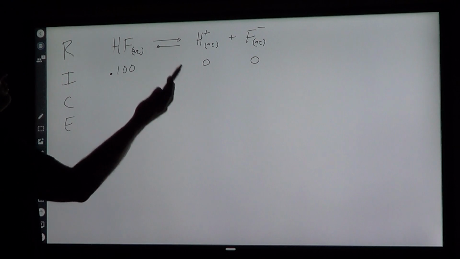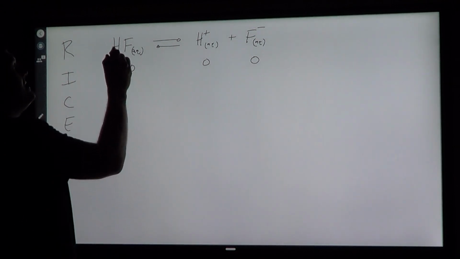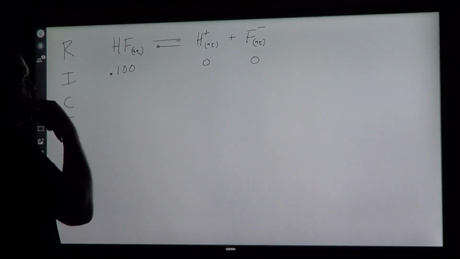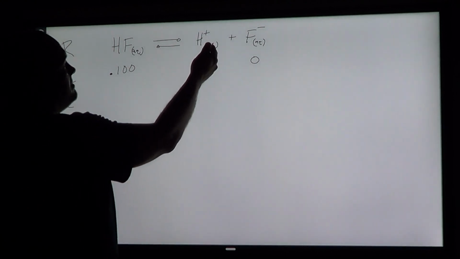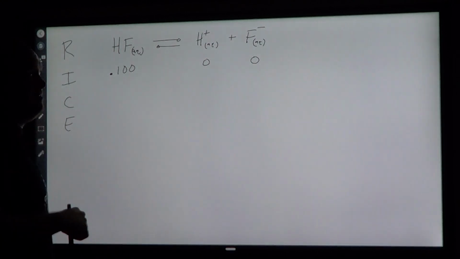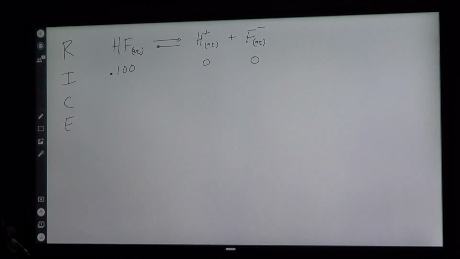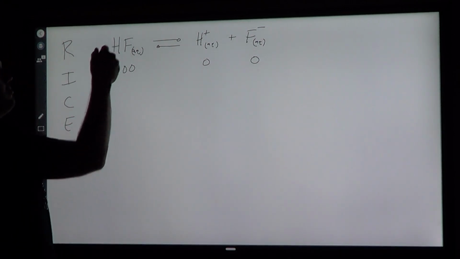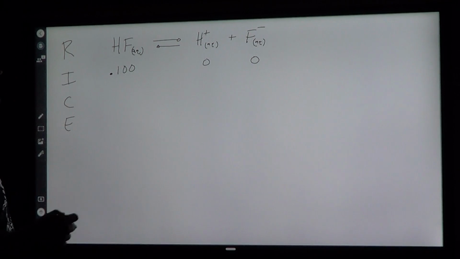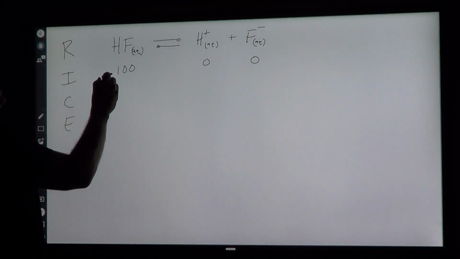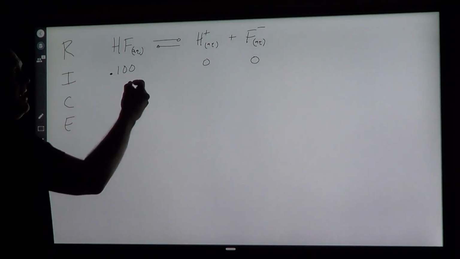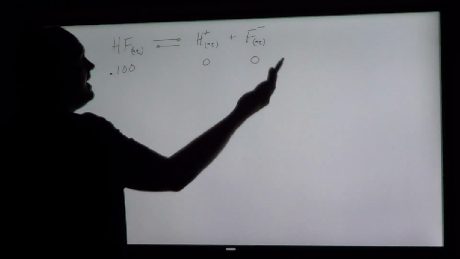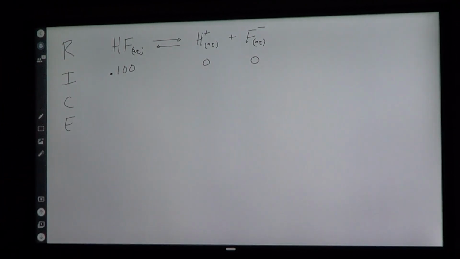Okay, so the reaction we're going to do is for the weak acid, hydrofluoric acid, which is going to split to form some H's and some fluorides. If we make a 0.1 molarity solution of hydrofluoric acid, then we have an initial concentration of 0.1, and we didn't have any H or any F at all before we started.